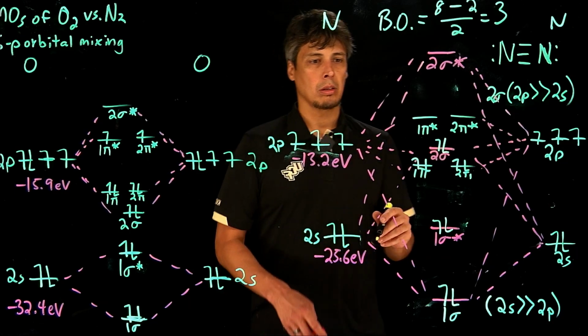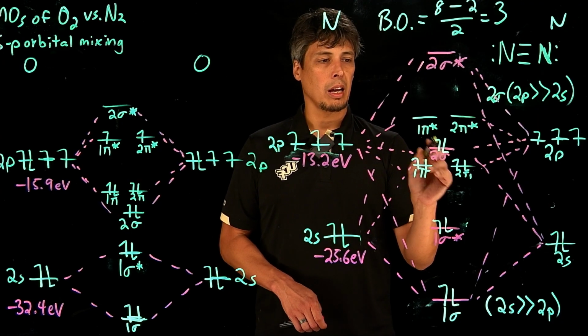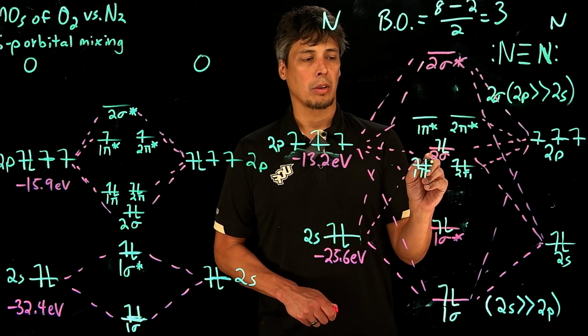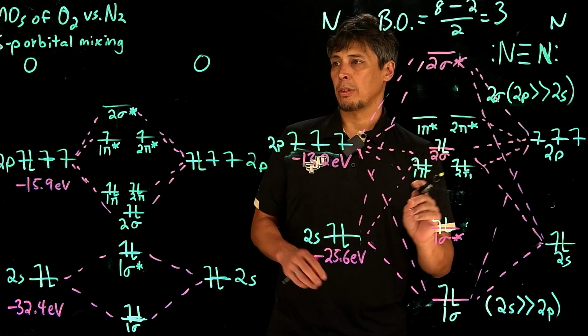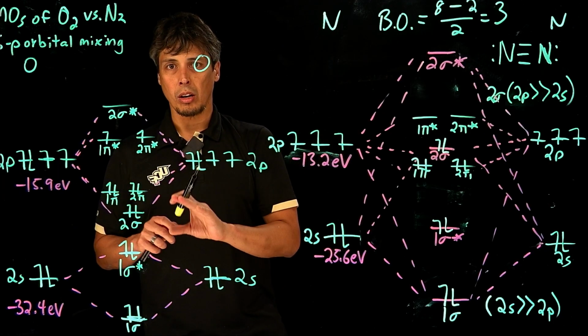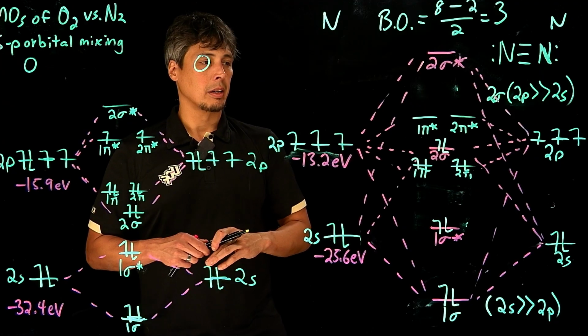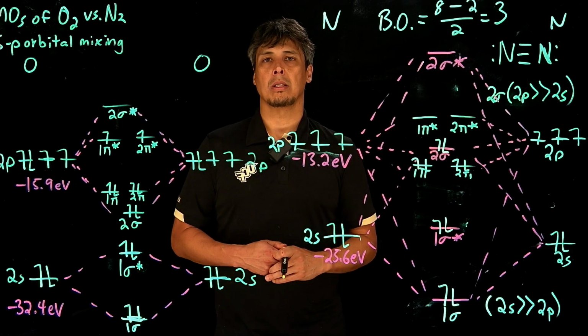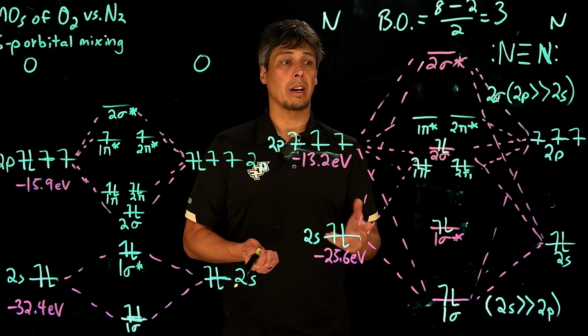But what's interesting here as well is what this says is that the highest occupied molecular orbital is of 2 sigma nature, okay? Whereas, for instance, in dioxygen, the highest occupied molecular orbitals have pi symmetry nature. So as we'll see later, that has some consequences in terms of reactivity.